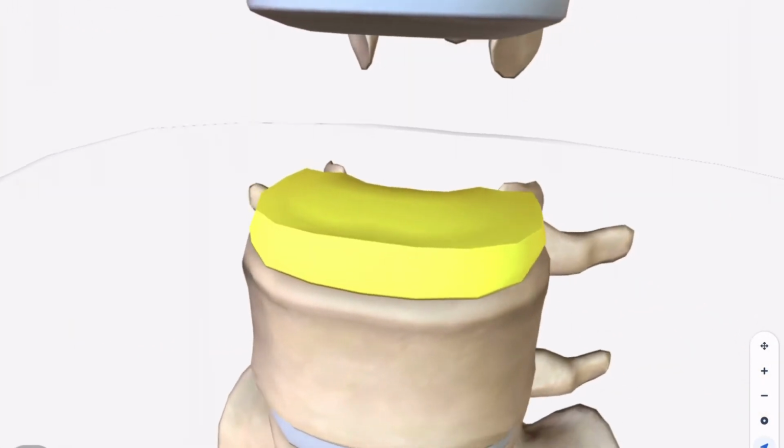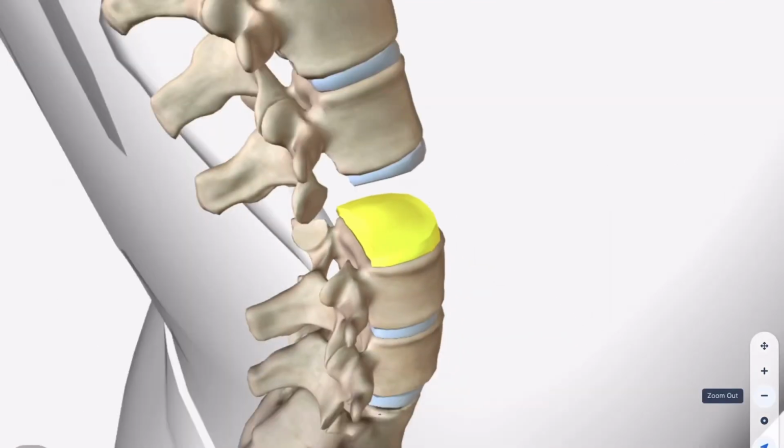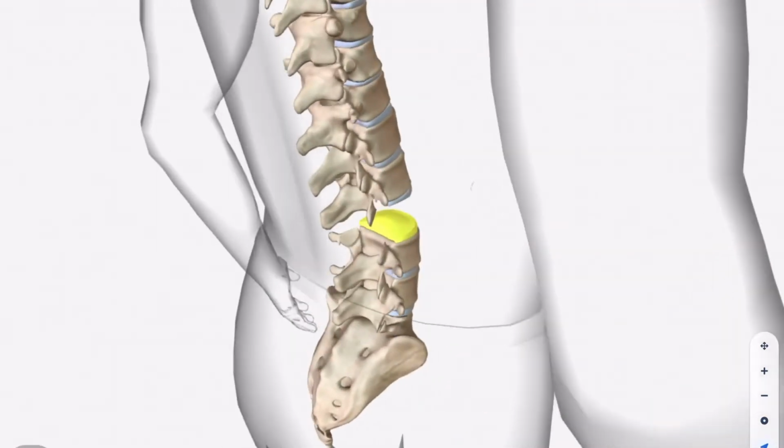These are mainly made of fibrous material and water. In an upcoming video, we'll go more in depth about the central nervous system and common back injuries.